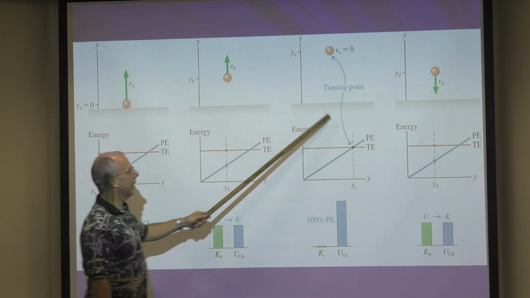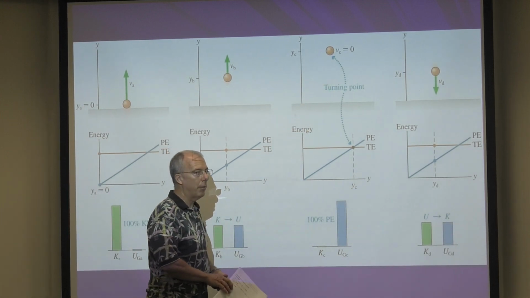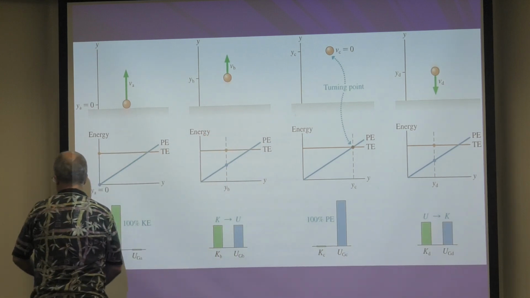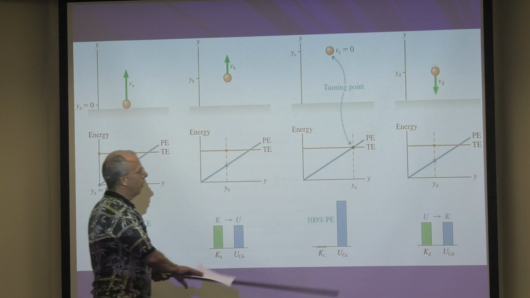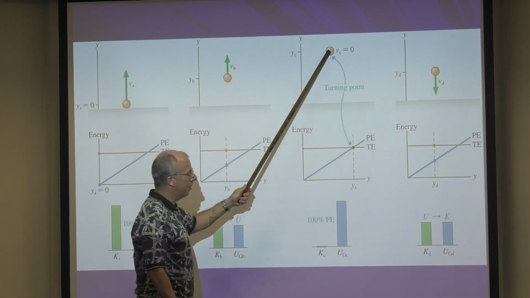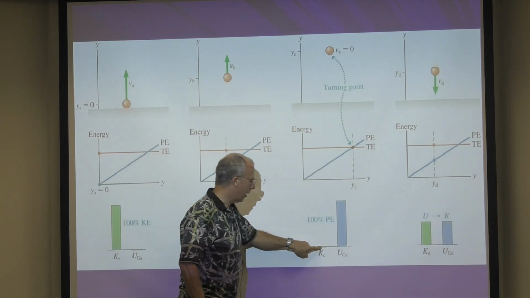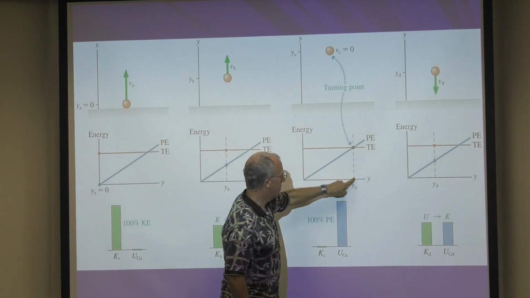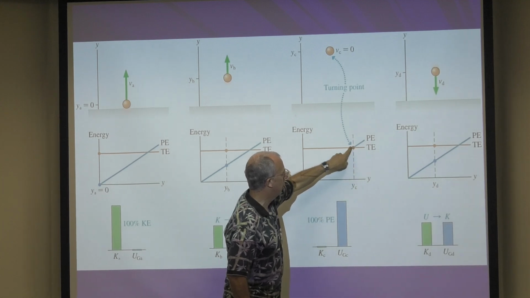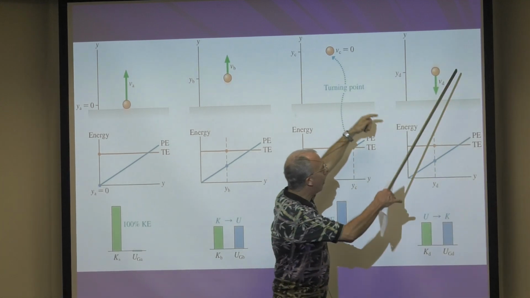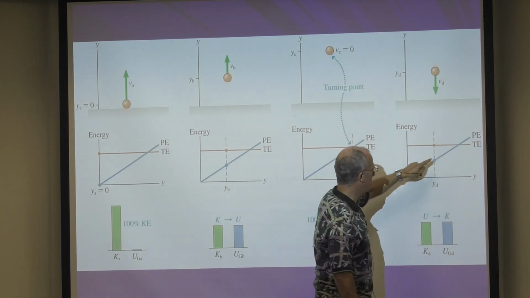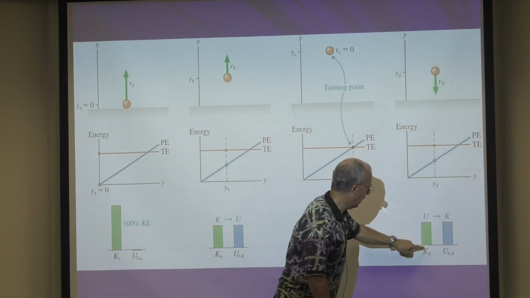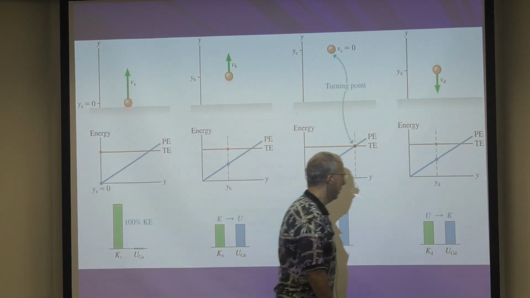All right, then we get to the turning point, and remember that's when the ball stops. So that's the turning point. Since it stops, there's no kinetic energy, all potential energy. And that's here, right? Because this is all potential energy, which is equal to the total energy. Then it goes back down, and so the potential energy decreases, there's the kinetic. Again here, there's the potential, there's the kinetic.